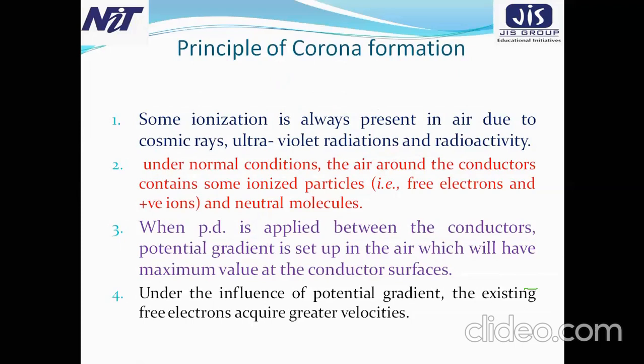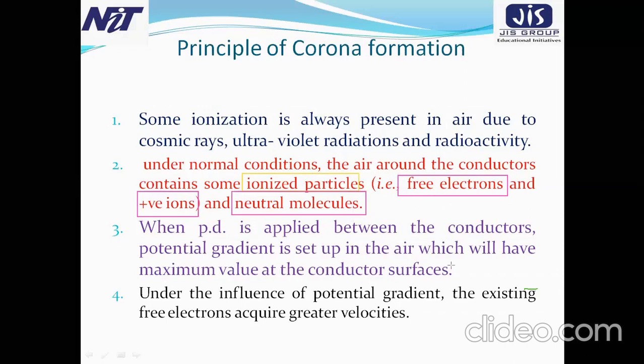The air around the conductors contains some ionized particles. So what are those ionized particles? They are basically free electrons and positive ions. You can find some free electrons and positive ions surrounding the conductor, and those are called ionized particles. And there are neutral molecules. So we find the ionized particles in the form of free electrons and positive ions, and the neutral molecules. These are two special particles: one is ionized particles, the second one is neutral molecules.